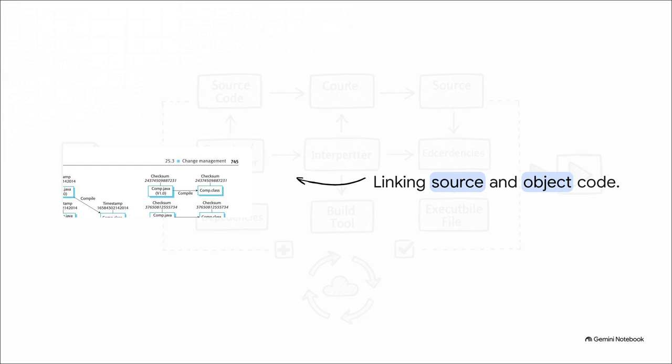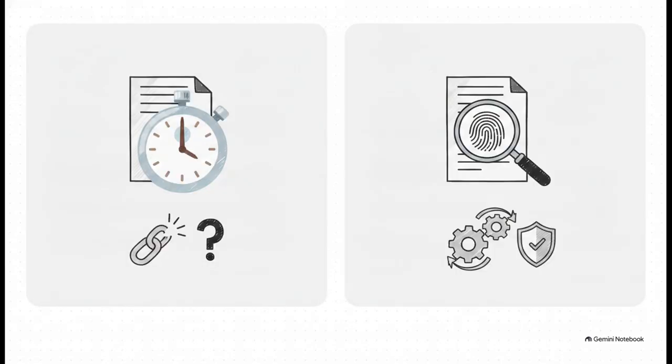To pull this off, the tools associate a unique signature with each source file and its corresponding compiled object file. By comparing these signatures, the system knows exactly what changed and only recompiles that specific code. And there are two main ways to generate these signatures: timestamps and checksums. Let's contrast these two methods carefully, because this is a really vital concept.